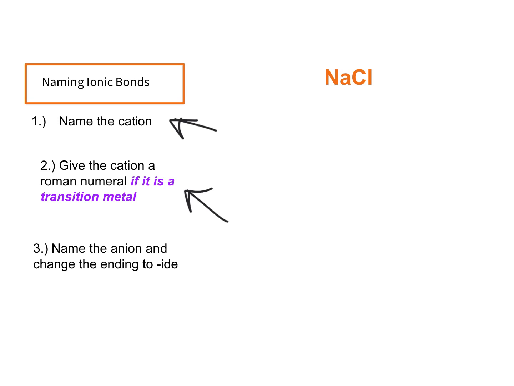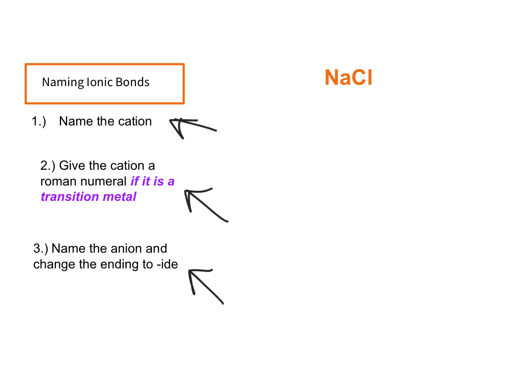Now we learned how to figure out if it was a transition metal 2 units ago when we did periodic classifications of the periodic table. Then we have step 3, which is name the anion and change the ending to IDE.